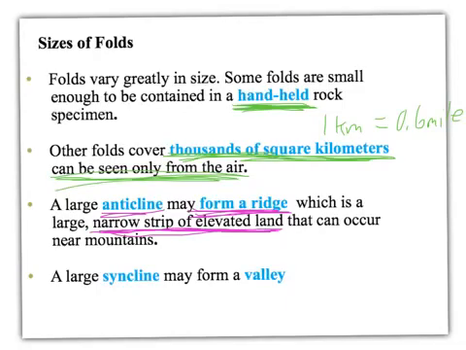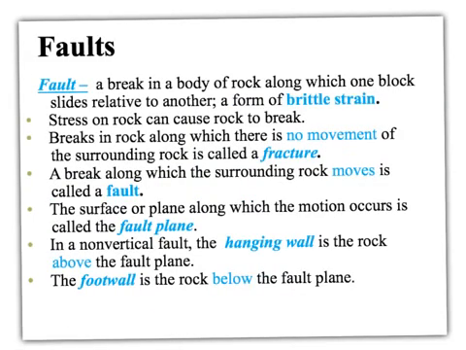Well, if an anticline makes a ridge, a large syncline could form a valley. And remember, this is again where it's pushing down instead of up. Syncline goes down, anticline goes up. All right, and those are the main types of ductile strain, the folds.